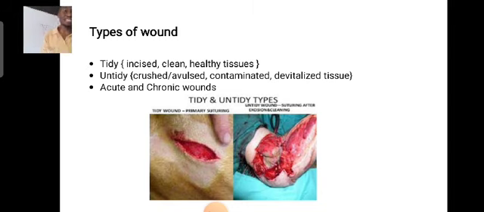Then there is the acute wound compared to the duration of the wound: acute wounds and chronic wounds. And this is, in a nutshell, everything concerning wounds. But basically, I was mainly talking about the factors affecting wound healing.